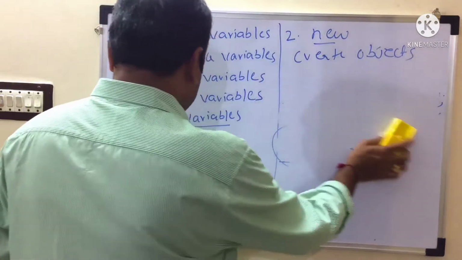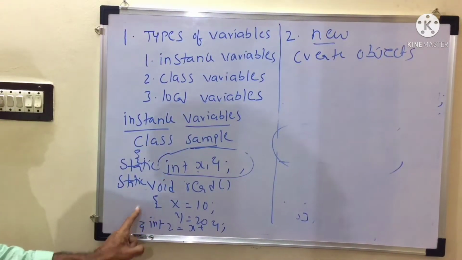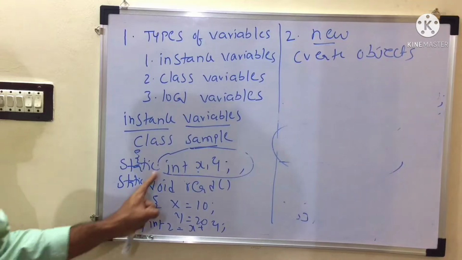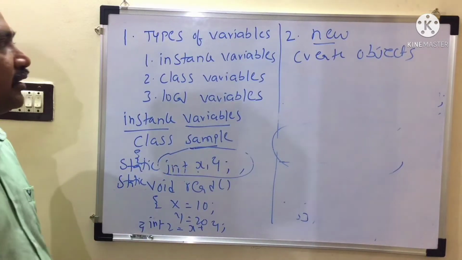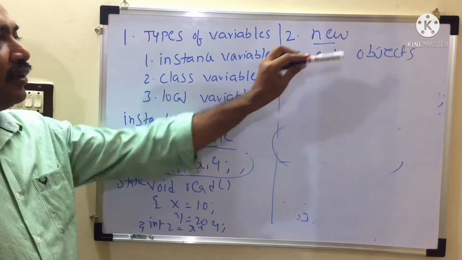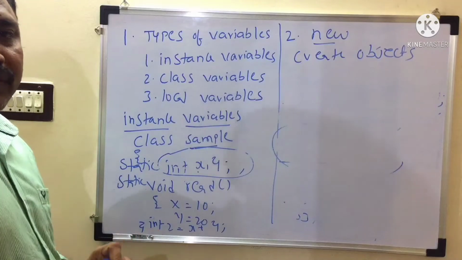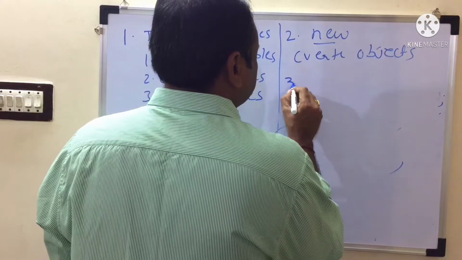Next, the last one is the local variable. A variable declared inside a method is a local variable. We can access it only inside that method; we can't access it outside that method. These are the different types of variables and the new keyword. Okay? Next, third one.